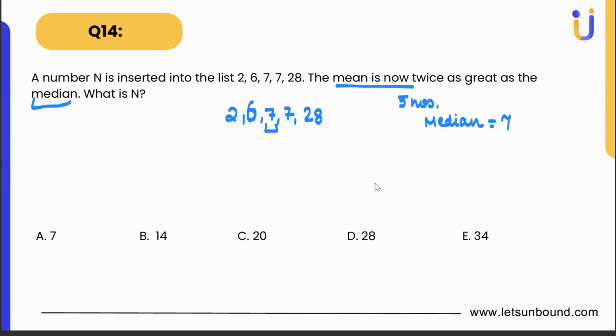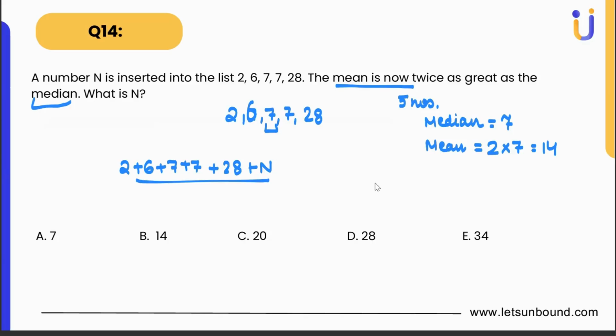I have been given that the mean is twice as the median. The new mean is twice as the median, so it will be 2 times 7, which is 14. Now 14 is the new mean, and all my numbers, 2, 6, 7, 7 and 28 plus the new number, divided by the number of terms. There'll be 6 terms, which should give me the mean as 14, because the formula for mean is the sum of the numbers divided by the number of observations. So my observations are 2, 6, 7, 7 and 28.